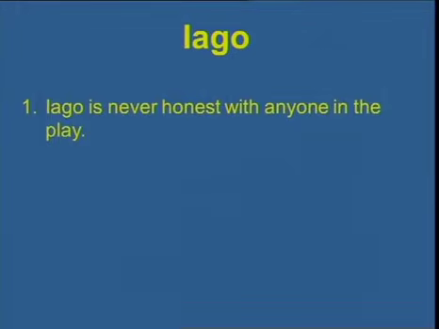Number 1, Iago is never honest with anyone in the play. He is never completely honest. He's always telling a story. He's always telling a lie. He's always presenting himself as something that he isn't. So no one in the play can trust him.